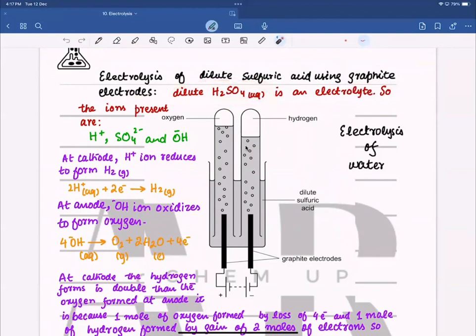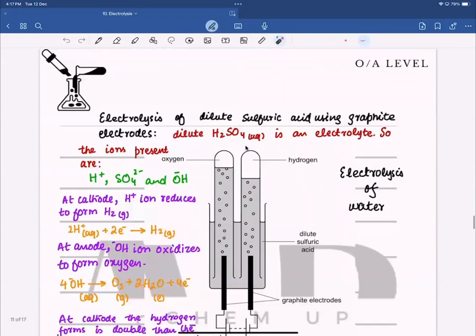The electrolyte that we are using here is dilute sulfuric acid. Sulfuric acid has hydrogen and sulfate, so there is a hydrogen ion and a sulfate ion in the solution. As it is aqueous, which means it is dissolved in water, it also has a hydroxide ion and a hydrogen ion. So the hydrogen ion is the common ion present in the electrolyte as well as in the water. That's why here we are getting three ions.